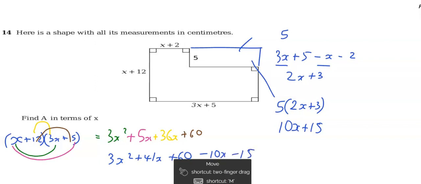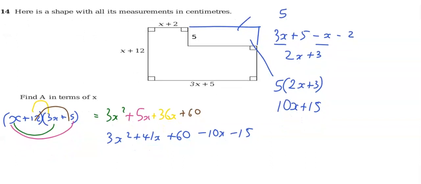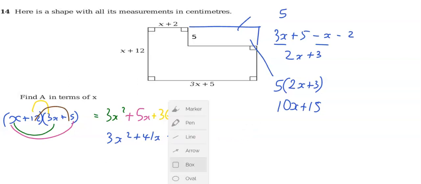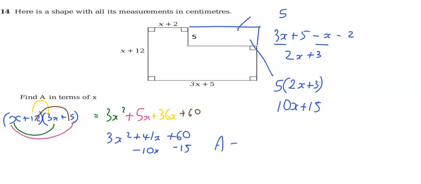In fact, that'll look a bit better. I put it underneath the bit I'm doing it to. Okay, so I take off 10x, and then I take off 15. And so A, the area, is 3x squared plus 31x plus 45.